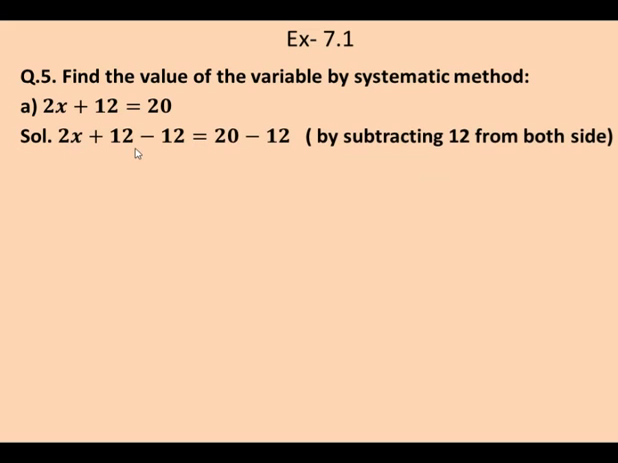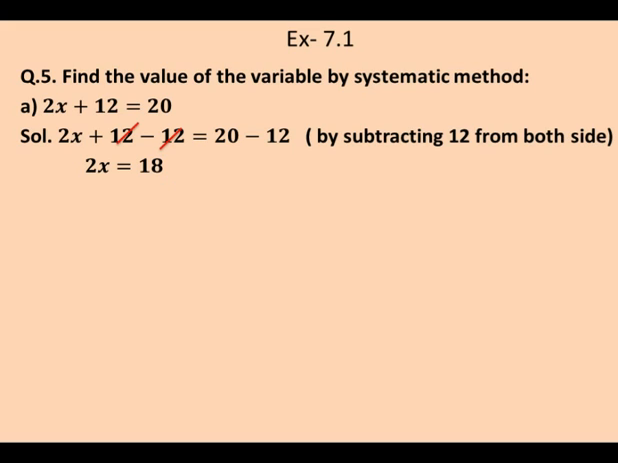So 2x plus 12 minus 12, 20 minus 12. I have subtracted 12 on both the sides. Actual equation is 2x plus 12 and here we have written 2x plus 12 minus 12. And on RHS also we have done minus 12. So now what? Plus 12 minus 12 has been cancelled. So 2x equal to 18.